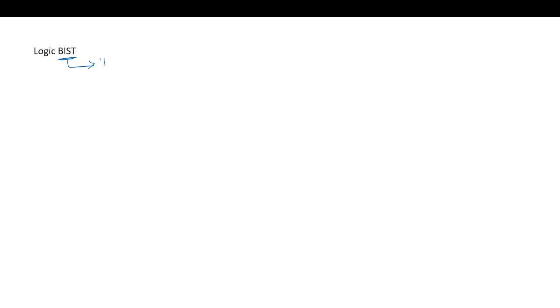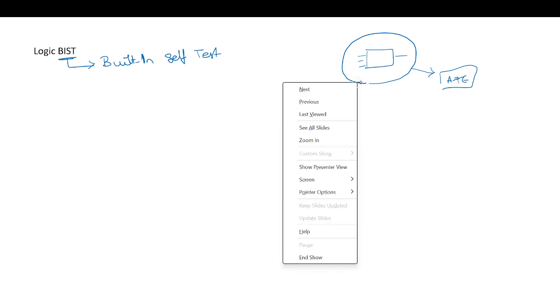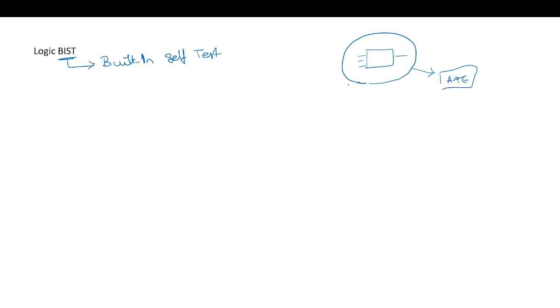BIST means built-in self-test. Consider a circuit that is under operation; it is not possible to take this chip and place it inside an ATE machine and test it. So we want to verify the correctness of the circuit when it is in field operation. So we need something called self-test.